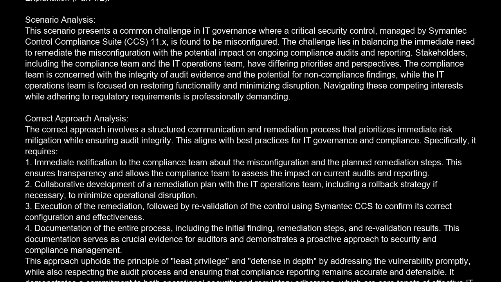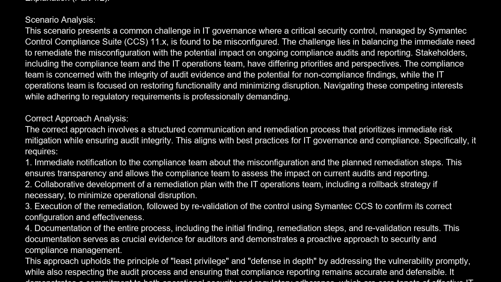Correct approach analysis. The correct approach involves a structured communication and remediation process that prioritizes immediate risk mitigation while ensuring audit integrity. This aligns with best practices for IT governance and compliance. Specifically, it requires 1. Immediate notification to the compliance team about the misconfiguration and the planned remediation steps. This ensures transparency and allows the compliance team to assess the impact on current audits and reporting.